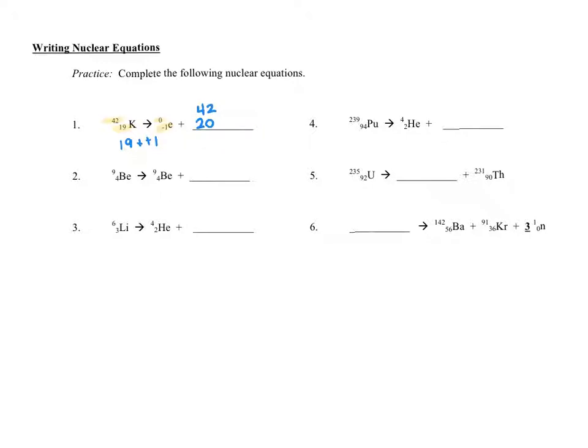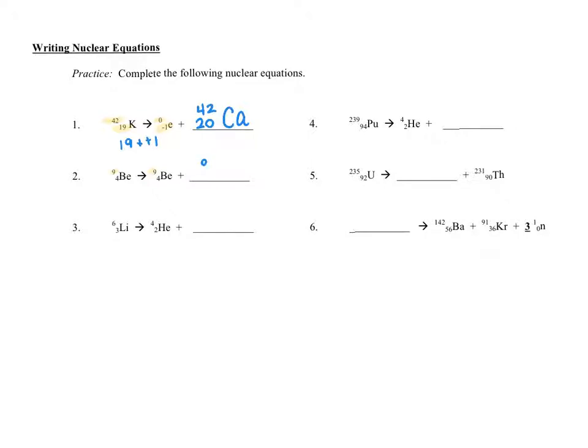Now, the symbol is not going to be K. It's no longer potassium. Remember, nuclear equations are unique because they change the nucleus. So what you have to do is reference your periodic table, find the element with the atomic number 20, and you figure out that it is calcium. Okay, let's move on to number 2. Same thing. You're going to do 9 minus 9, and that's going to give me 0.